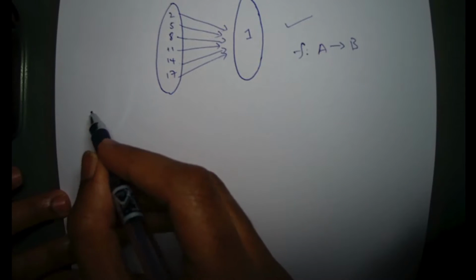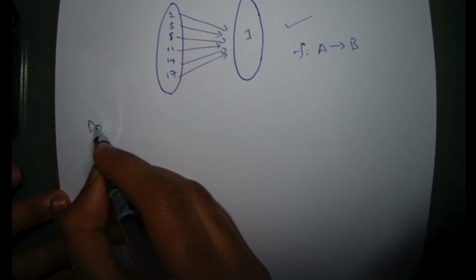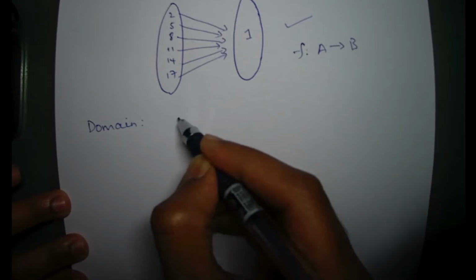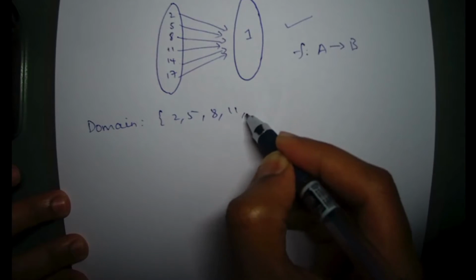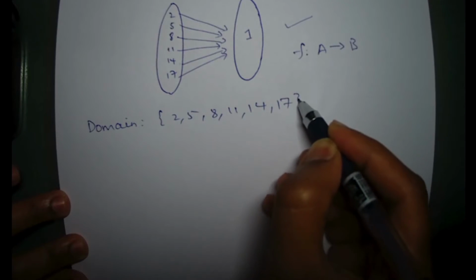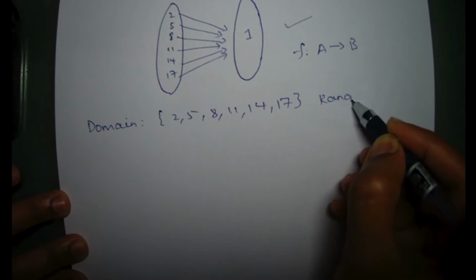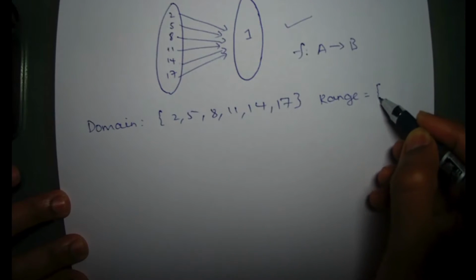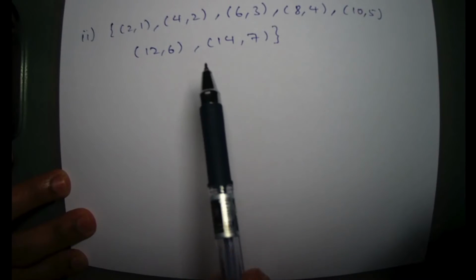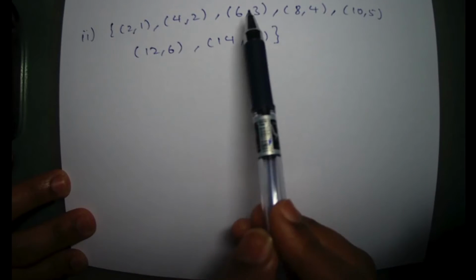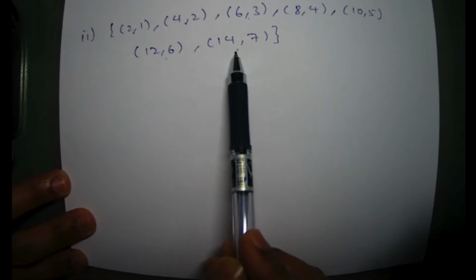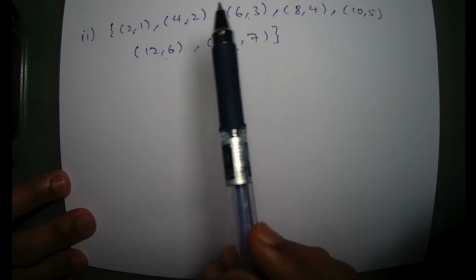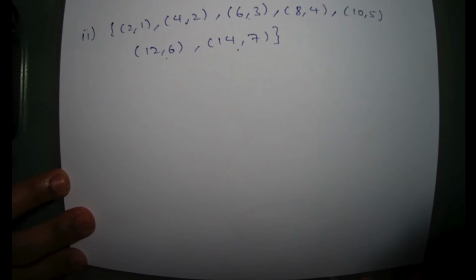Since this is a function, we have to find the domain and the range. The domain will be all the values of x, that is 2, 5, 8, 11, 14 and 17, and the range will be all the values of y, or set B, which is 1. So coming to the second question, we have the relation (2, 1), (4, 2), (6, 3), (8, 4), (10, 5), (12, 6) and (14, 7). Similar to the previous question, we have to see if this is a function.